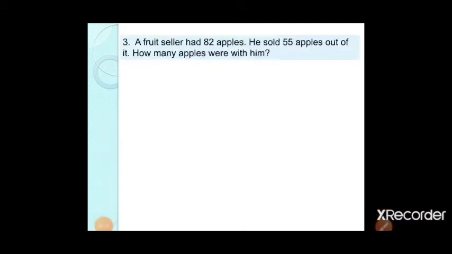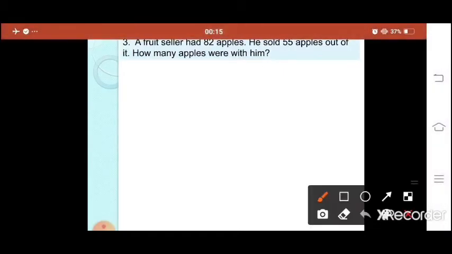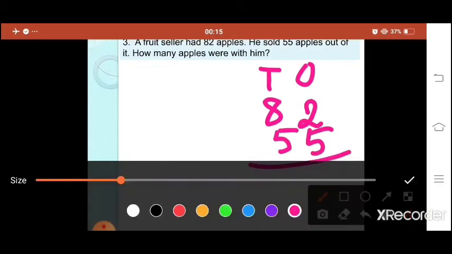A fruit seller had 82 apples. He had sold 55 apples out of it. So how many are left over? So you have to do this one. Let's start with this. So 82 he has, 55 he has sold. So how many left over?